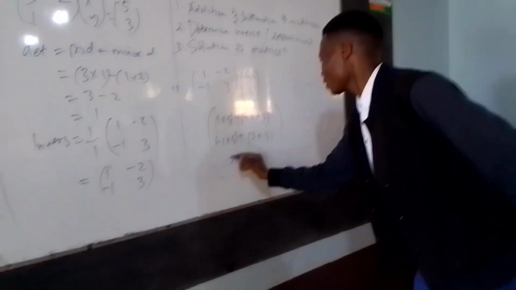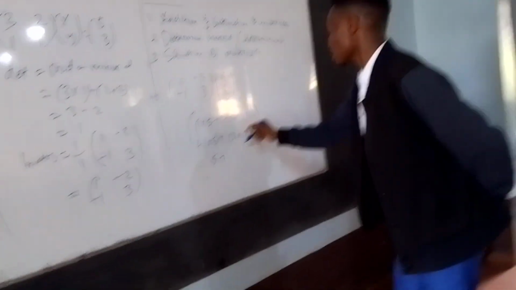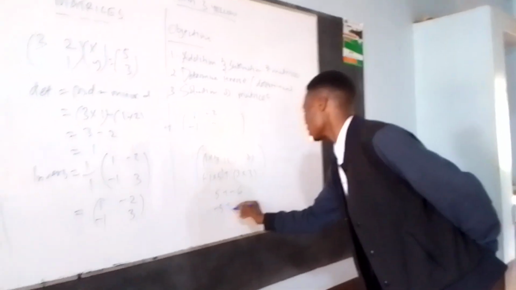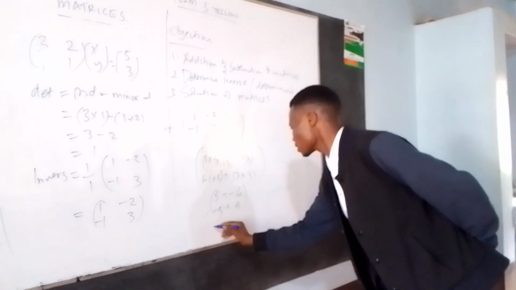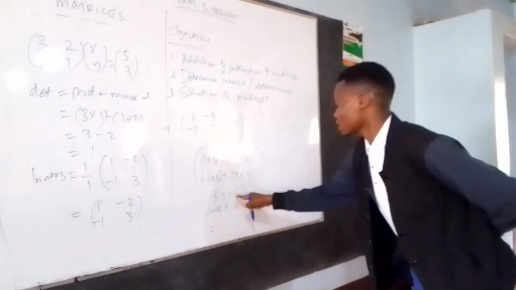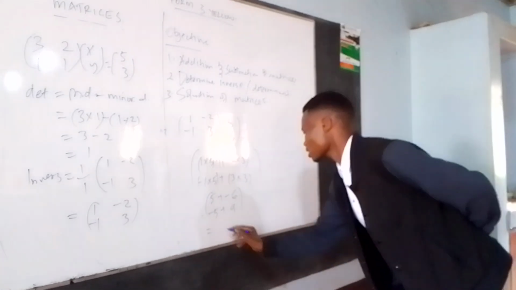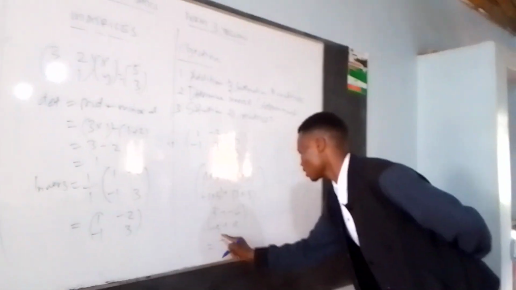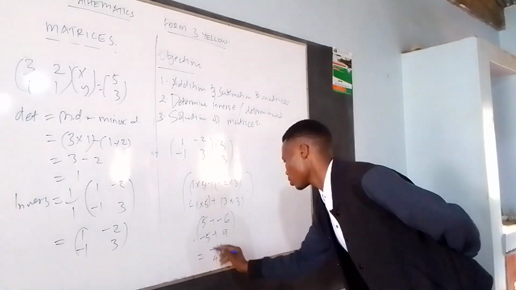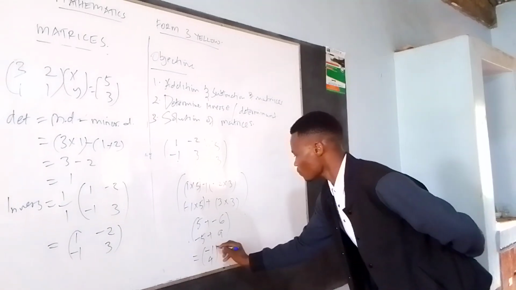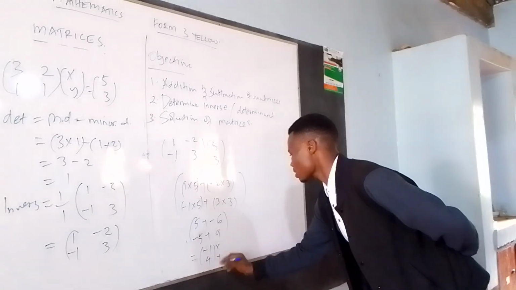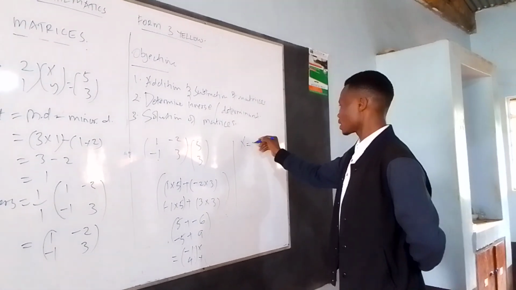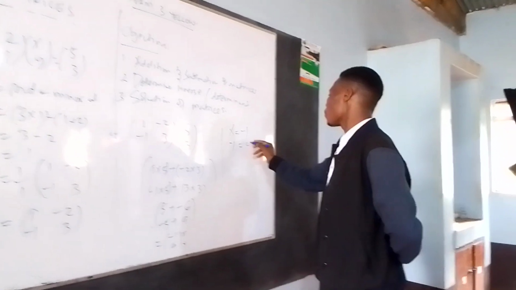1 times 5 is 5 plus negative, this one times this is negative 6. And negative 1 times 5 is negative 5 plus 9. If you solve this, you will find that 5 plus negative 6 is the same as 5 minus 6, which is the same as negative 1. Negative 5 plus 9 is the same as 4. It means that the first value here is represented by x, and the second one is represented by y. Therefore, our x is equals to negative 1 and y is equals to 4.